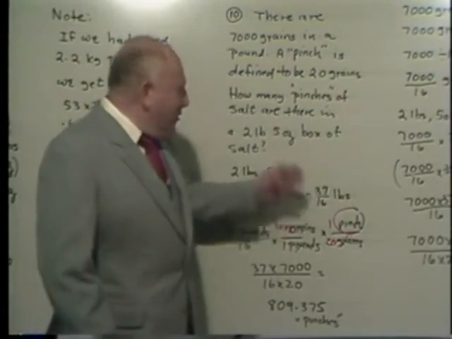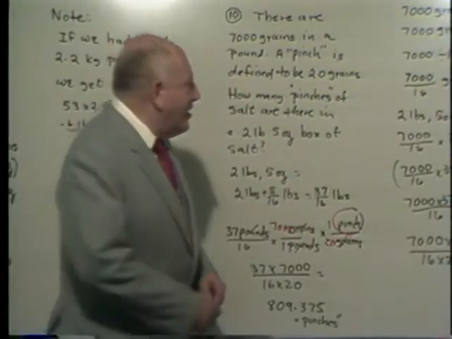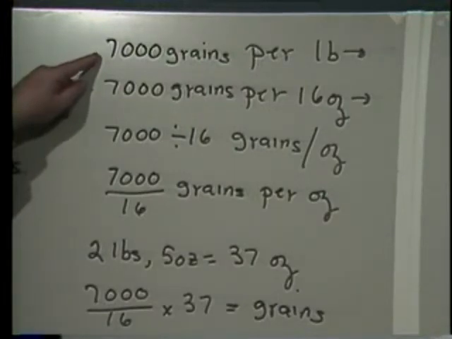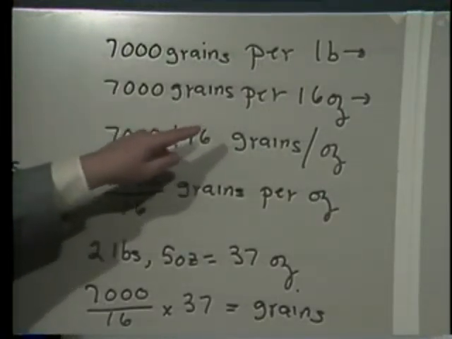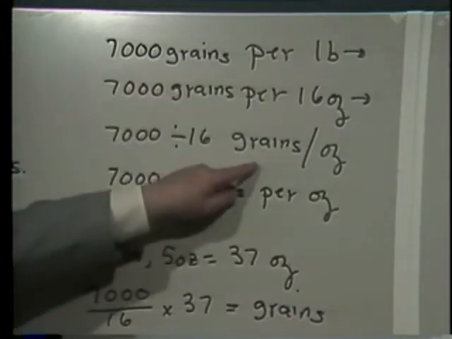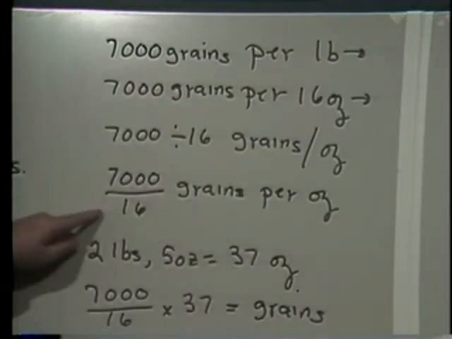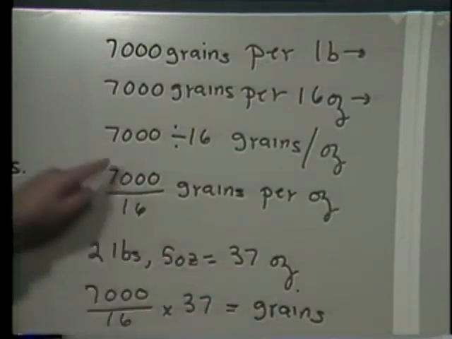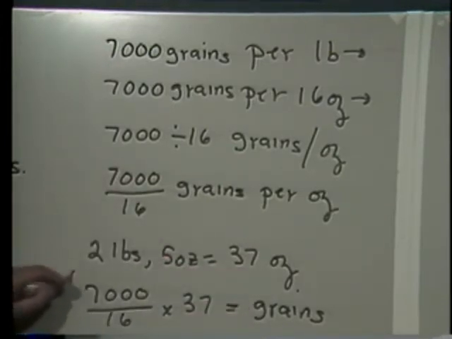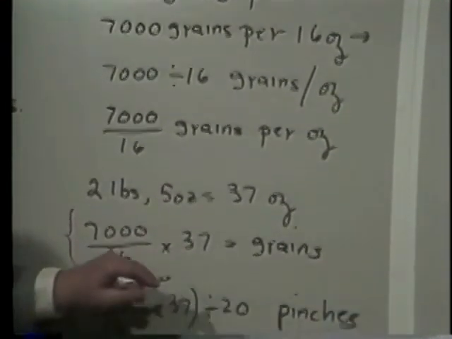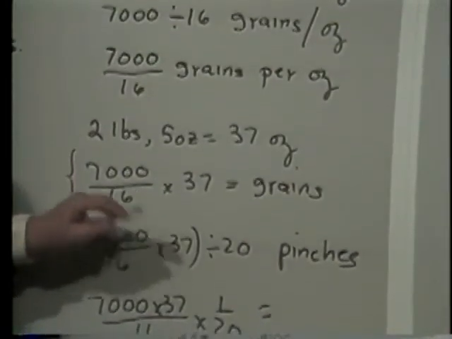Now, I didn't have to use the dimensional analysis here. I could have said, look, there are 7,000 grains per pound, so that's how many there are in 16 ounces. I'll divide 7,000 by 16. That will give me my grains per ounce. But I have 2 pounds, 5 ounces, so that's 37 ounces. So I'm going to have to take the grains per ounce and multiply that by 37, okay? So multiply that by 37.